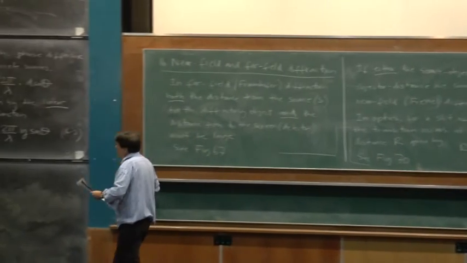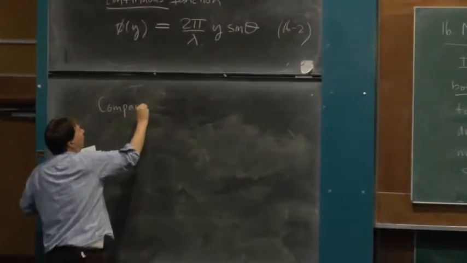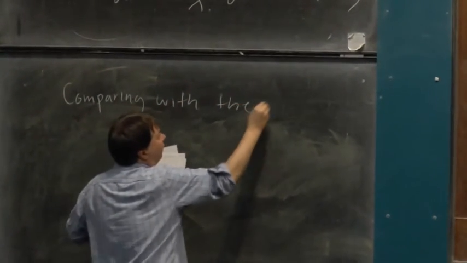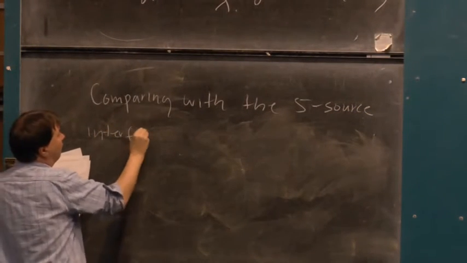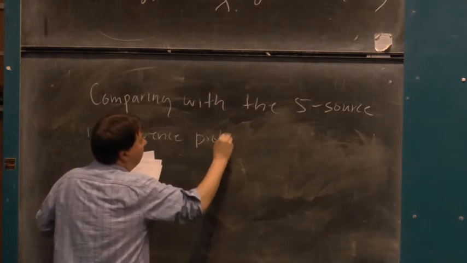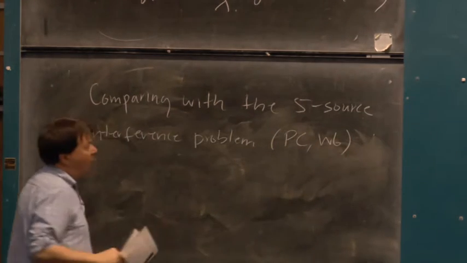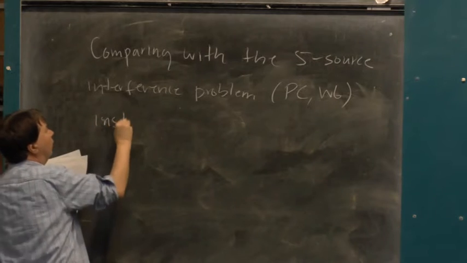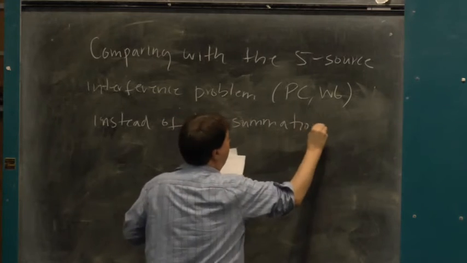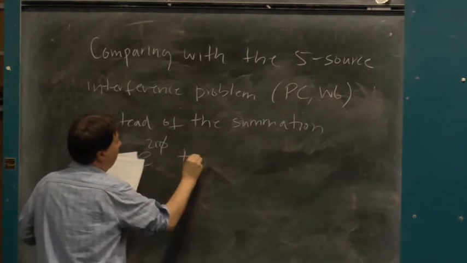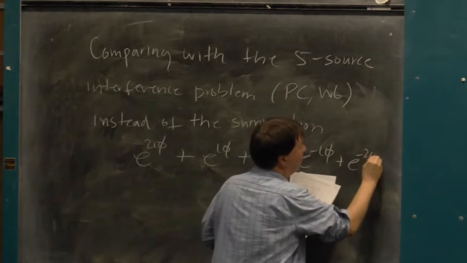And again, because we went to the trouble of solving that 5-source pattern, comparing with the 5-source interference problem, which we did explicitly, and that was the problem class in week 6, last week, well, instead of the summation, which in that case was very easy, it was e to the 2i phi plus e to the i phi plus 1 plus e to the minus i phi plus e to the minus 2i phi.